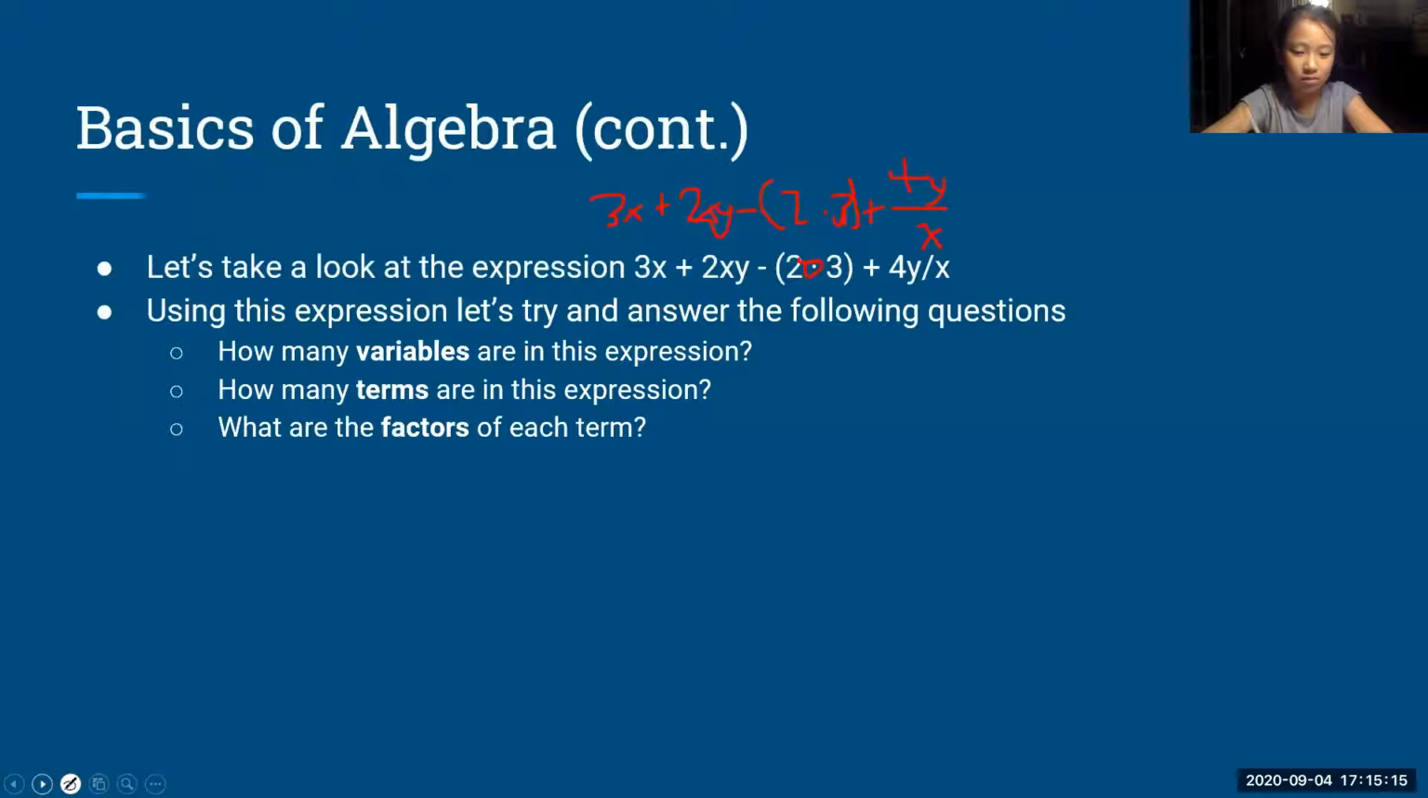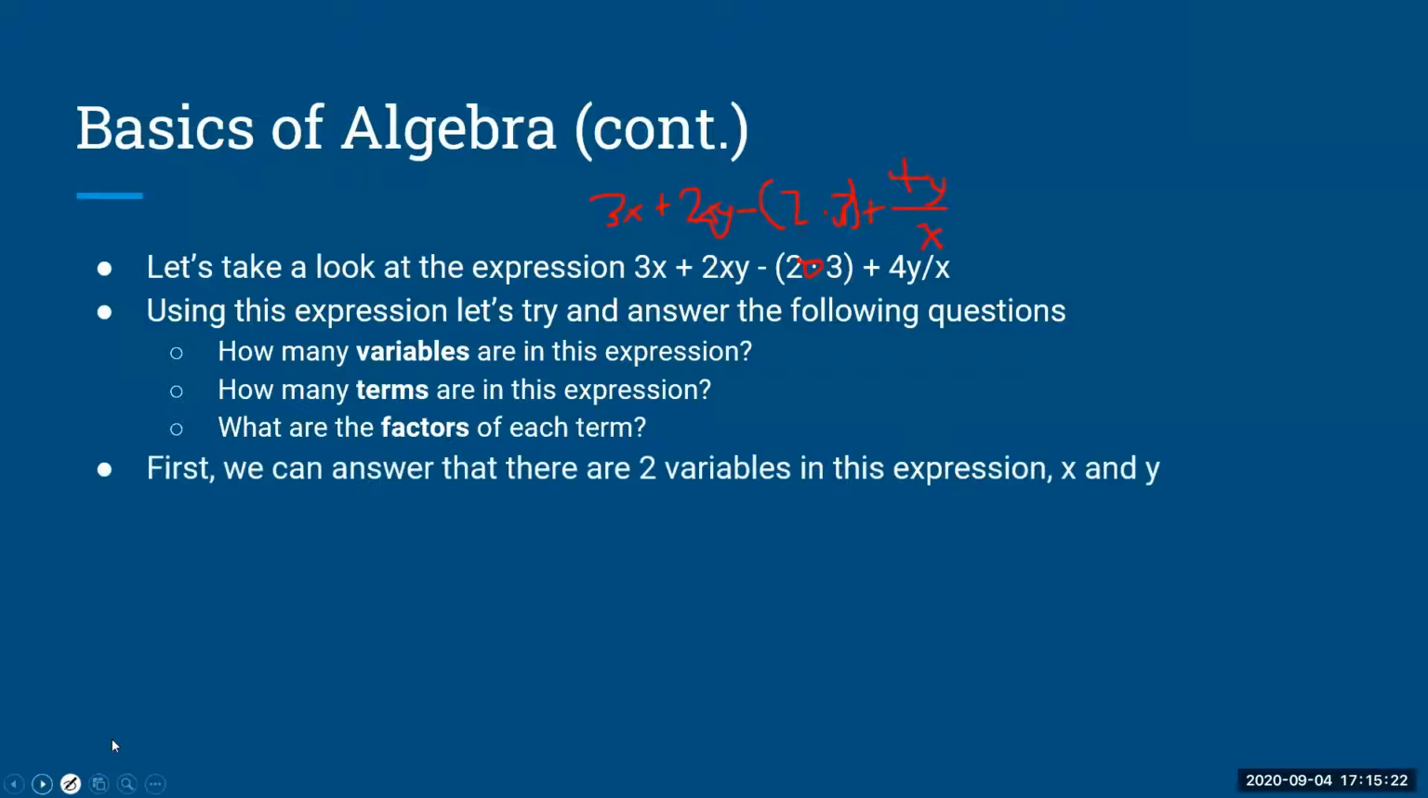All right, so let's try to answer the following questions. How many variables are in this expression? Well, to answer that, you already learned that? Good for you. Well, there's 2 variables, x and y. Those are the only variables you see, x and y, right? Xy is not a variable. Well, they are variables, but yeah. Isn't xy just x times y? That's exactly what I said, yep.